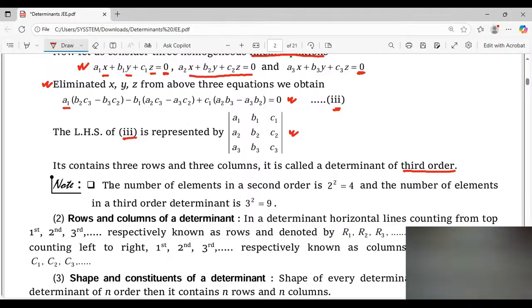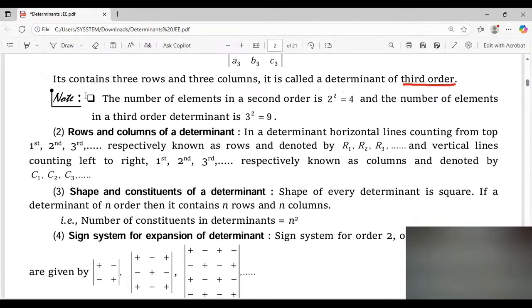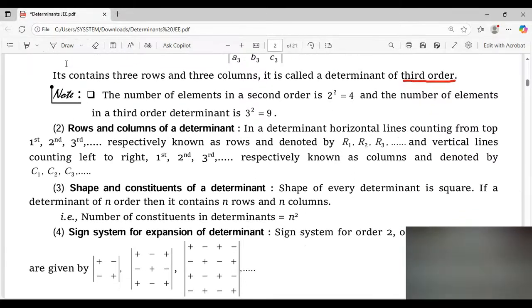The number of rows and columns gives the order of the determinant. A determinant is a square matrix. Hope that there is no problem. The number of elements in second order is 2 by 2, equal to 2 to the power 2, equal to 4, and the number of elements in third order is 3 to the power 2, equal to 9.